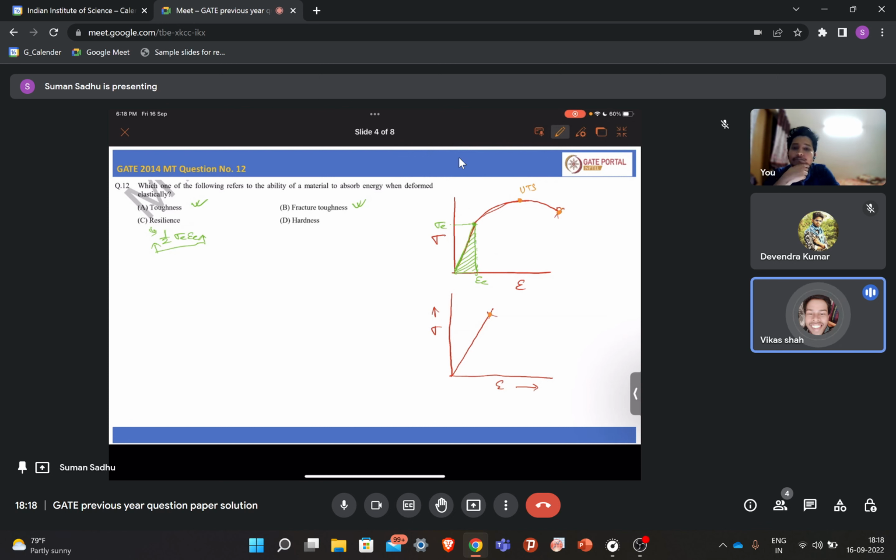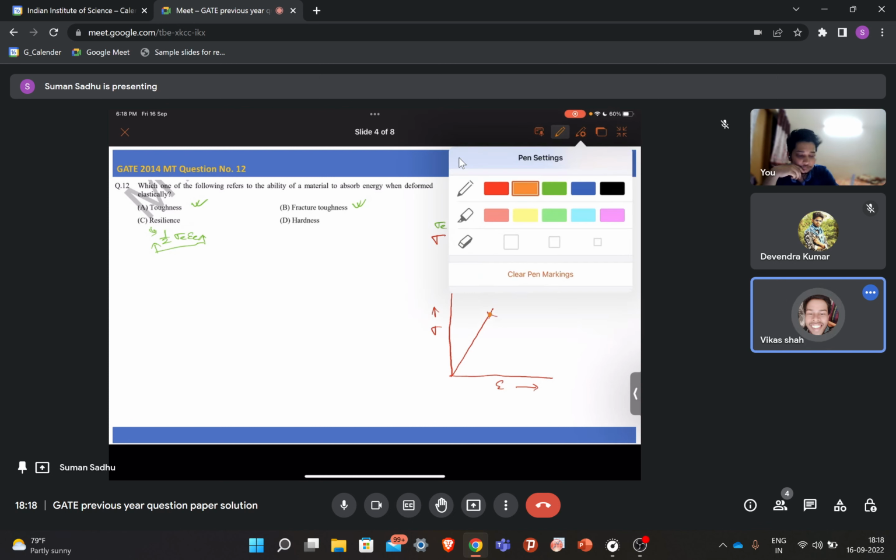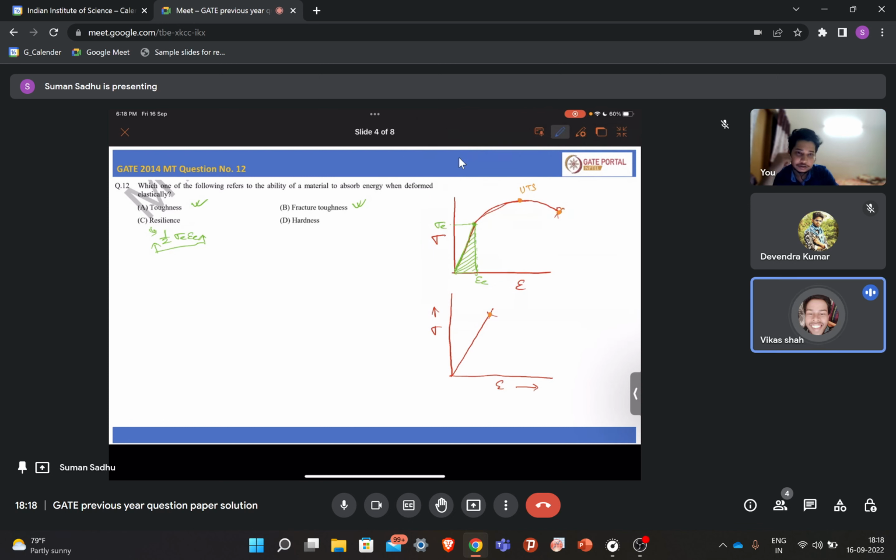Sir, we draw the vertical line from that and calculate the area from that region. Particularly from where? The UTS point. Okay, what is the definition of toughness? Maximum stress it can bear before fracture. Now that is the definition of UTS. The maximum stress you are saying. Yes, the maximum stress it can bear is UTS. In the stress strain curve, this maximum point is UTS.